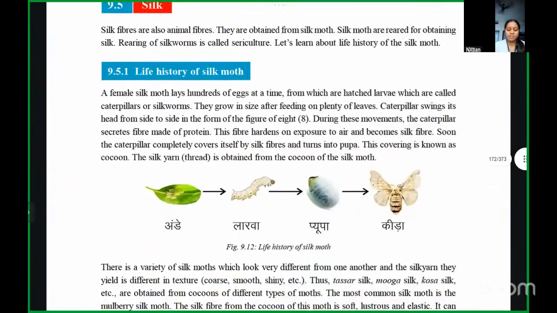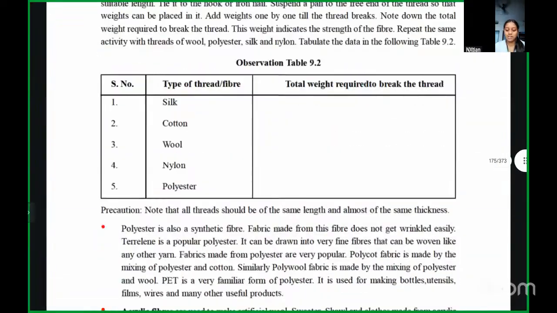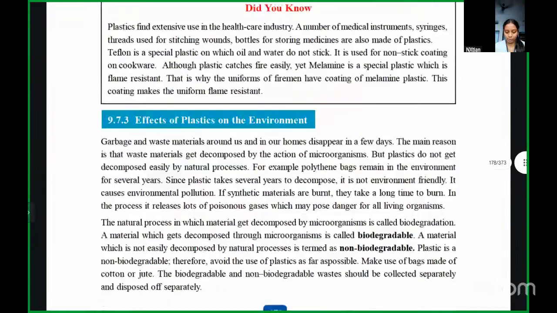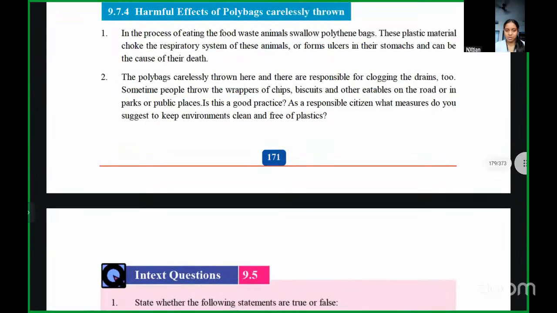For the diagram, you can prepare the life history of a silk moth, the stages in the life of a silk moth. I will send the cycle in your group today. Okay, and that's it. Nothing else. Only one diagram, the silk moth diagram. Yes, Hannah.